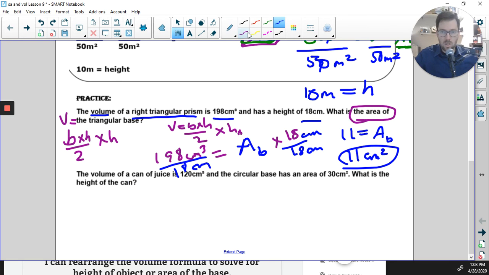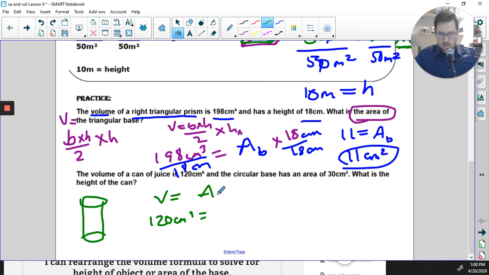So let's look at one more in here. Let's try green this time. A volume of a can of juice. So a can of juice like this. The volume it takes up is 120 centimeters cubed. And then we'll go like this. Equals, we have the area of the base times the height. The circular base has an area of 30 centimeters squared. So we can go 30 centimeters squared times h, the height of the can.